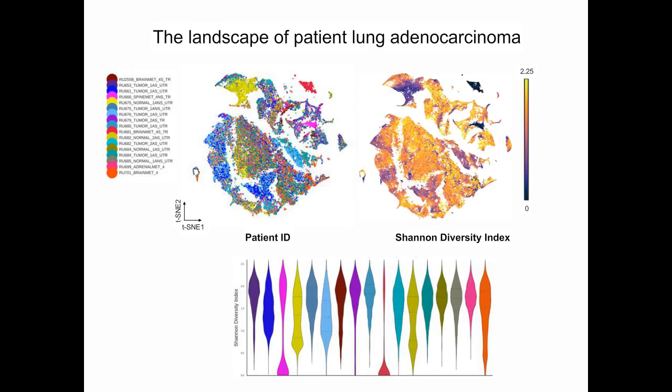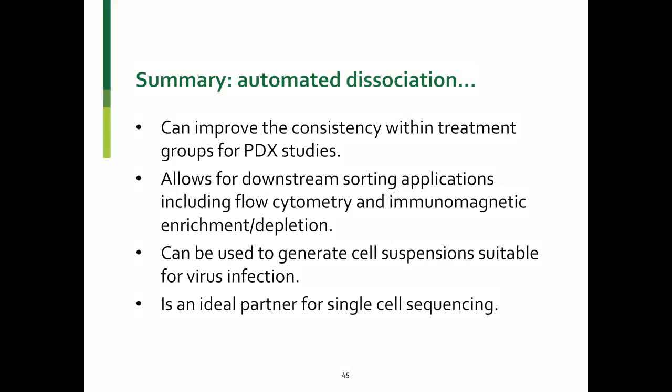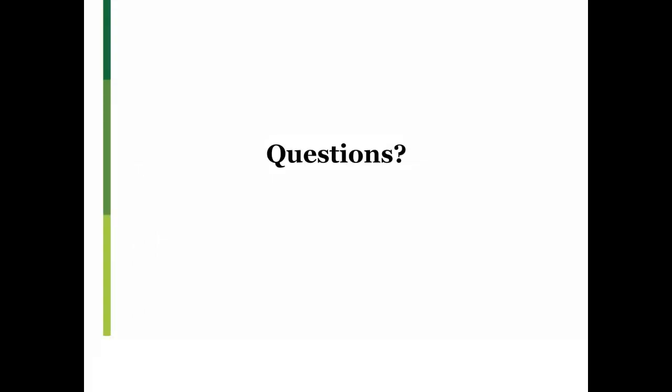So to summarize what I've just told you: we're using automated dissociation to improve the consistency within treatment groups for PDX studies. It allows for downstream sorting applications that include flow cytometry and immunomagnetic enrichment or depletion. It can be used to generate cell suspensions that are suitable for virus infection. And we also think, in our hands, it's an ideal partner for single-cell sequencing. So with that, I'd be very happy to take questions for people who are interested about these topics and others related to patient-derived xenografts.